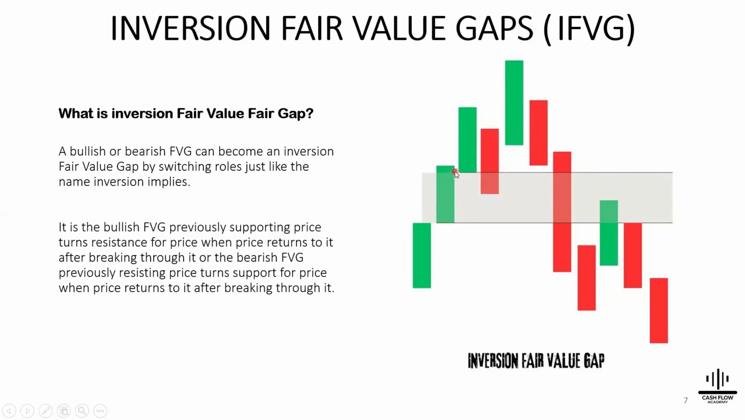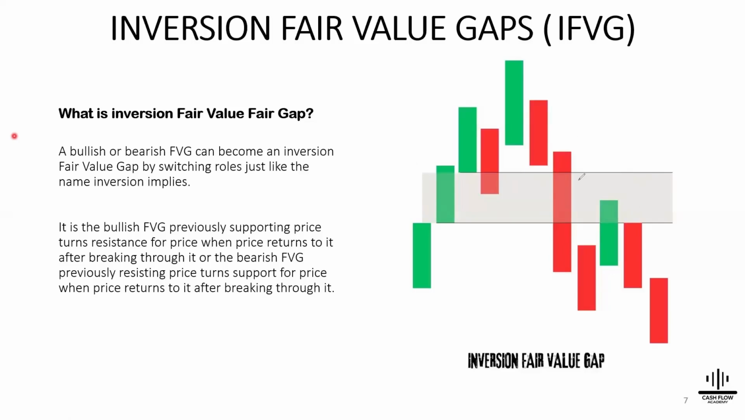Now, this is a bullish ICT fair value gap. Once price breaks through it, it becomes an inversion fair value gap. You can see how price rallied up and then found resistance before going downwards. So this here was a bullish ICT fair value gap. It became a bearish ICT fair value gap. This is what we termed inversion fair value gap.